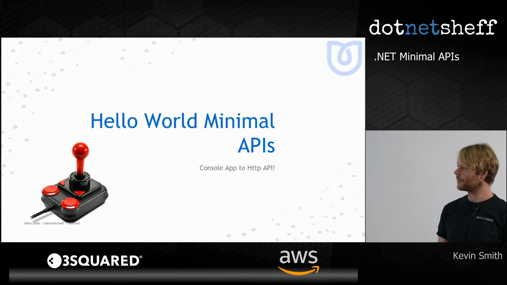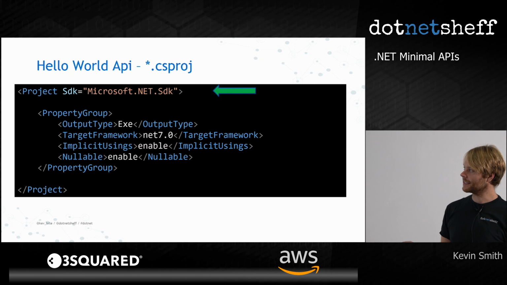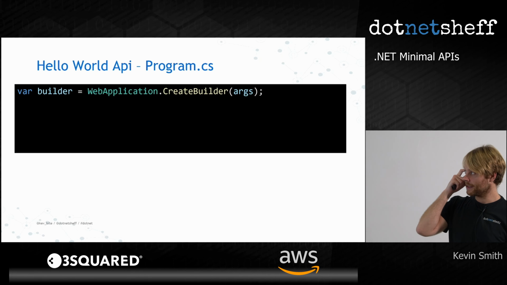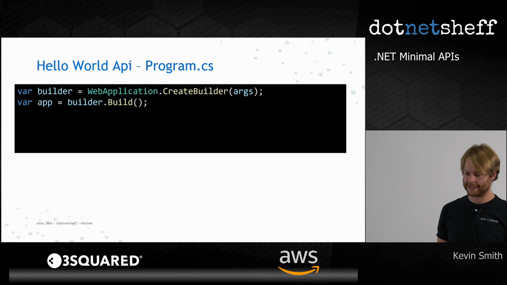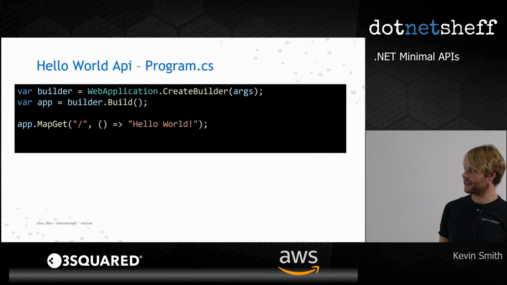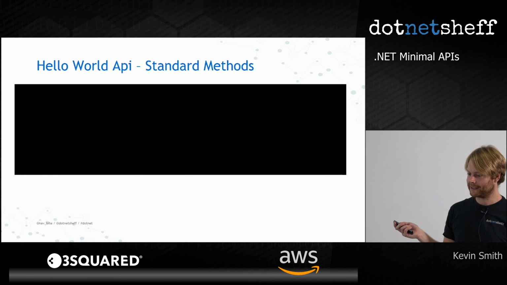You can start in a normal console application, and then just change the SDK to .Web, and that'll give you all the web SDK stuff for MSBuild and all your references to ASP.NET Core. Then you can create the builder: var builder = WebApplication.CreateBuilder, and that gives you a builder instance. You can then call Build on it, and on the app you get from building it, you get a bunch of things that you can map onto. So you can do MapGet, map the route to Hello World, and then just call Run. And that is as simple as the application can get.